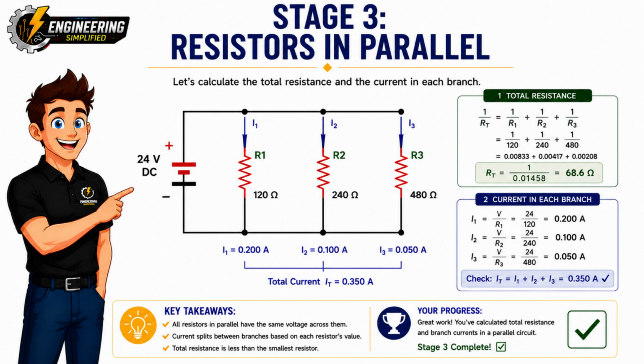Notice something interesting. The total resistance is actually smaller than the smallest individual resistor, which was 120 ohms. That's a unique characteristic of parallel circuits and a useful way to check if your answer is reasonable.